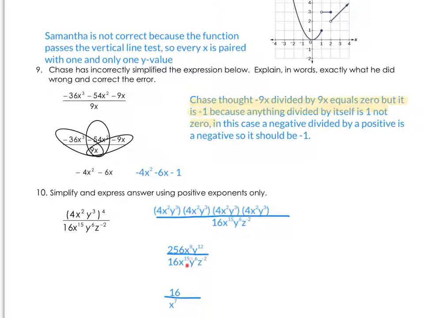Okay, so y to the 12th divided by y to the 6th, 12 minus 6, that gives me y to the 6th, so I can put that in the numerator. And then lastly, z to the negative 2 needs to move to the top, so that becomes z to the 2nd in the numerator because it was negative in the denominator. All right, and then that is my final answer for that question.